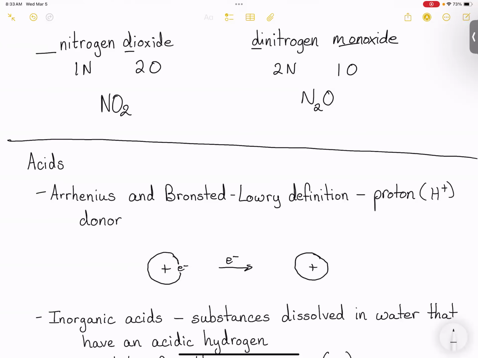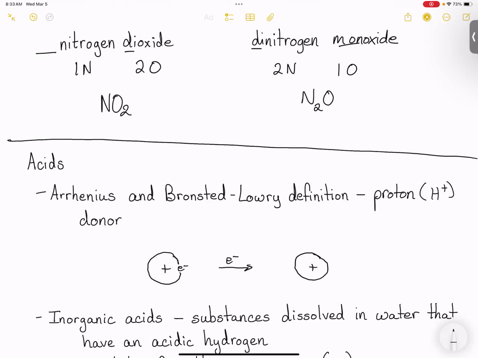There are multiple definitions that we could use for an acid, but the definition that we're going to be using is the Arrhenius and the Bronsted-Lowry definition because they're identical. The Arrhenius and Bronsted-Lowry definition says that an acid is a proton donor. The reason it's called a proton, look at the formula for a proton. It is simply H plus.